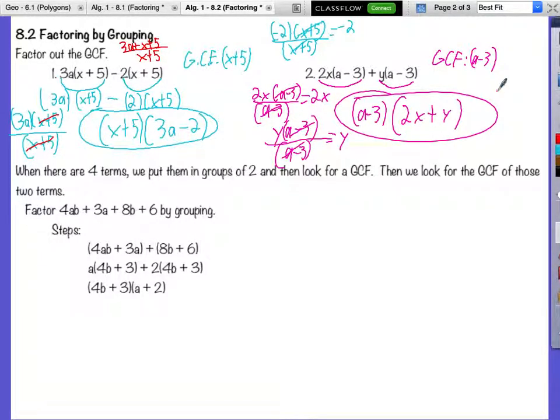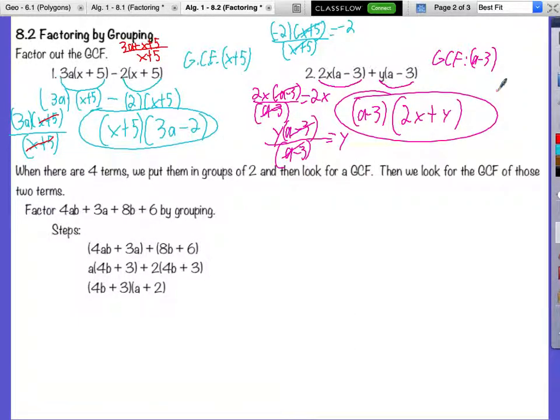If we have 4 terms, that means we have 3 plus or minus signs in between them. Like here, right below, 4ab plus 3a plus ab plus 6. Are these 4 different terms? Yes, they are. None of them are like terms. They can't be combined. We'll put them in groups of 2. So how many groups would that be if you put them in groups of 2? 2, okay? And then we'll look for a greatest common factor.